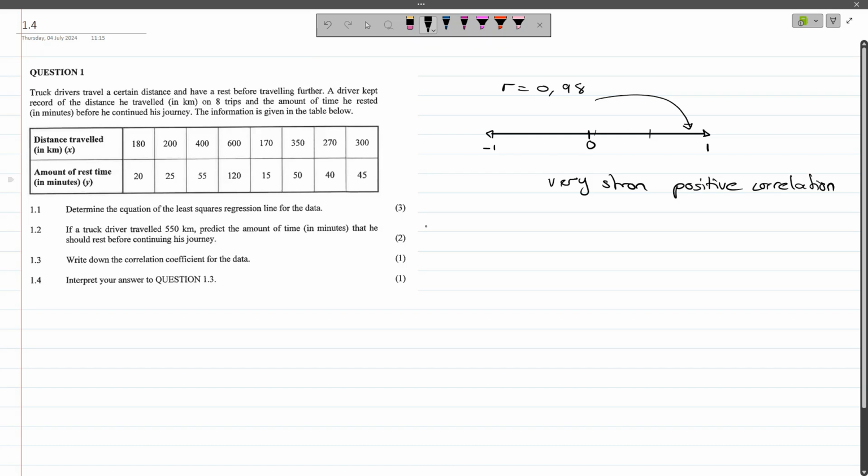Which in other words means that the longer he travels, or the longer the distance traveled, the more the time of rest will be. So they have a strong correlation with each other.